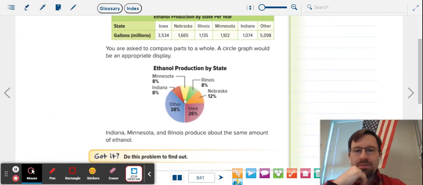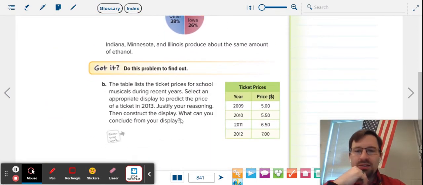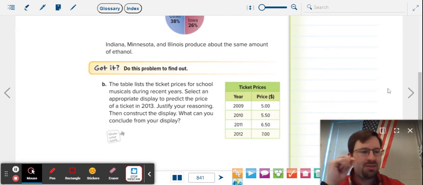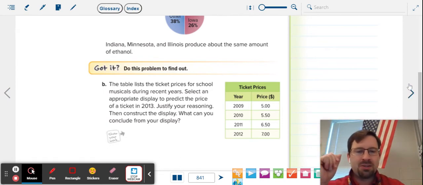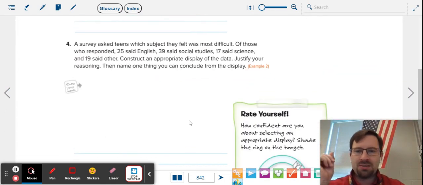All right, next up, we have a table listing the ticket prices for musicals during recent school years. Select an appropriate display to predict the price of the ticket in 2013. So I have one thing over time, trying to predict what's happening in the future. This screams line graph. We're looking at one thing over time, and it's increasing, so that helps us to see that in 2013 it's probably going to go up another 50 cents. Looks like every year it's gone up 50 cents.